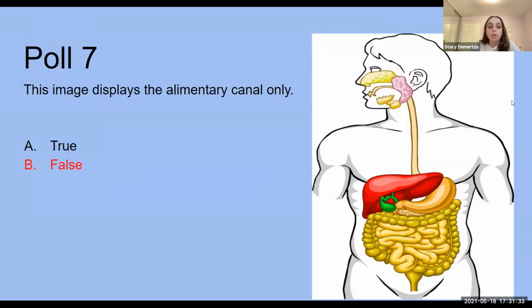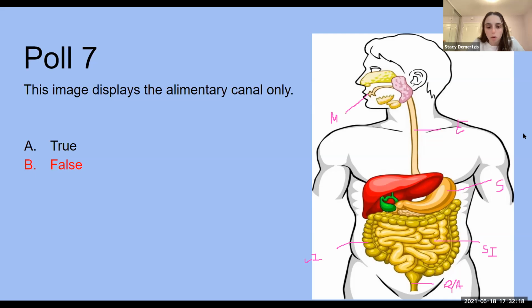The answer is false. This image is not only displaying the alimentary canal, and I will explain that. Here we see a few organs and we can list them out. We have the mouth, I'll just put M for mouth. We have the esophagus, the stomach, the small intestine, and then the large intestine. And then right here, the rectum and the anus. These organs that I have listed out represent the alimentary canal, the pathway of food.